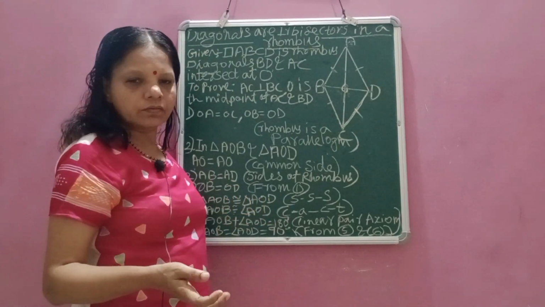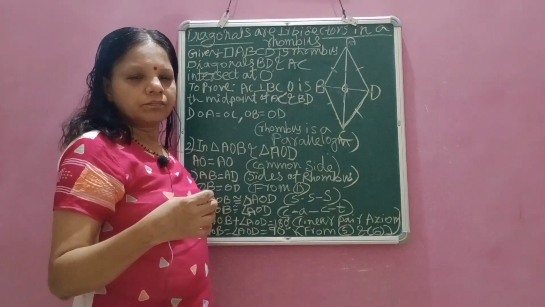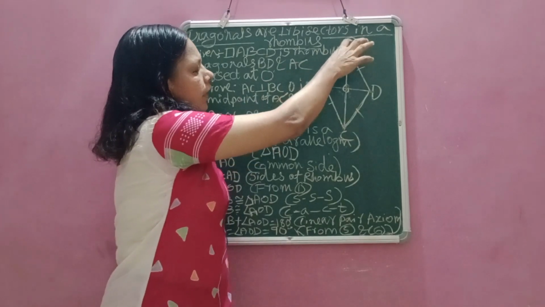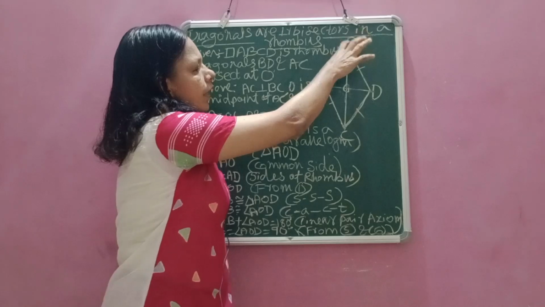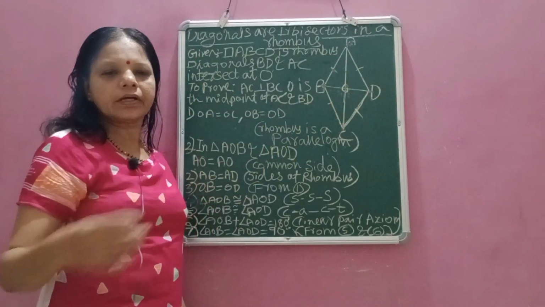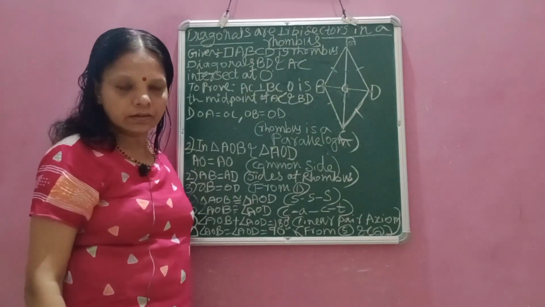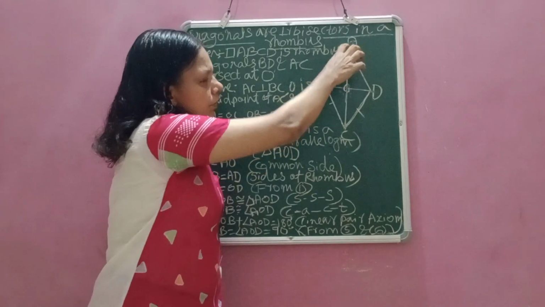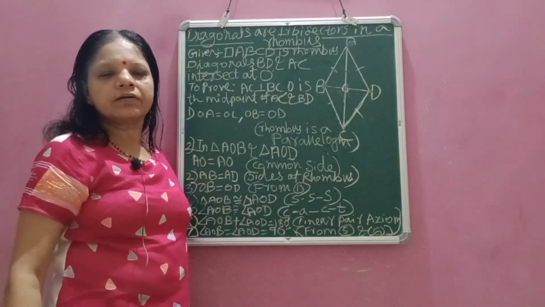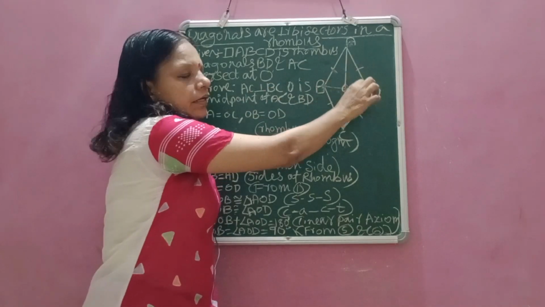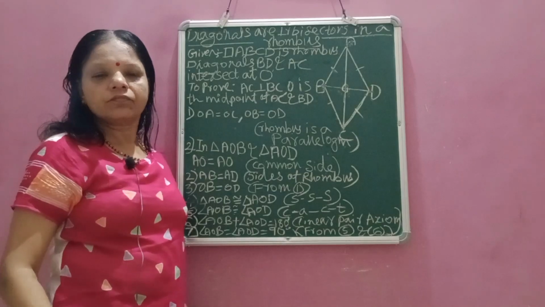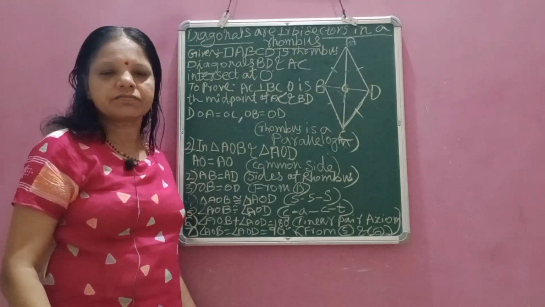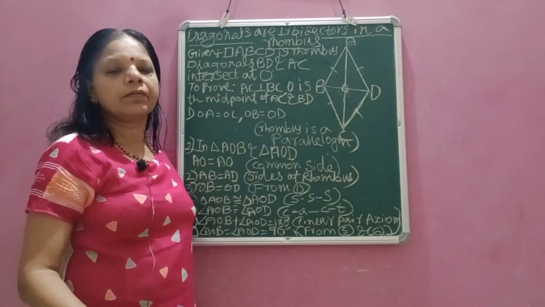If the triangles are congruent, the remaining corresponding parts will also be congruent. Therefore, angle AOB congruent to angle AOD, corresponding angles of congruent triangles. Again, what type of angles are they? See, they are in a linear pair. So, what will be their sum? 180 degrees, by the linear pair axiom. Angles in a linear pair are supplementary.